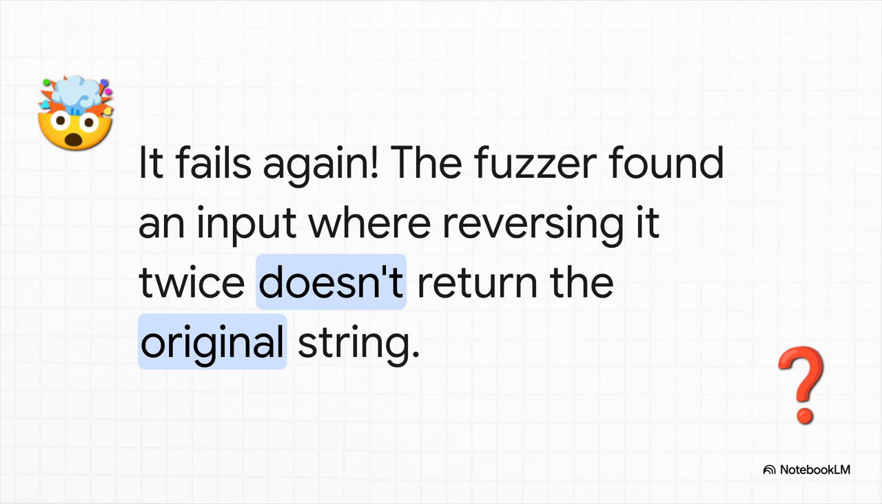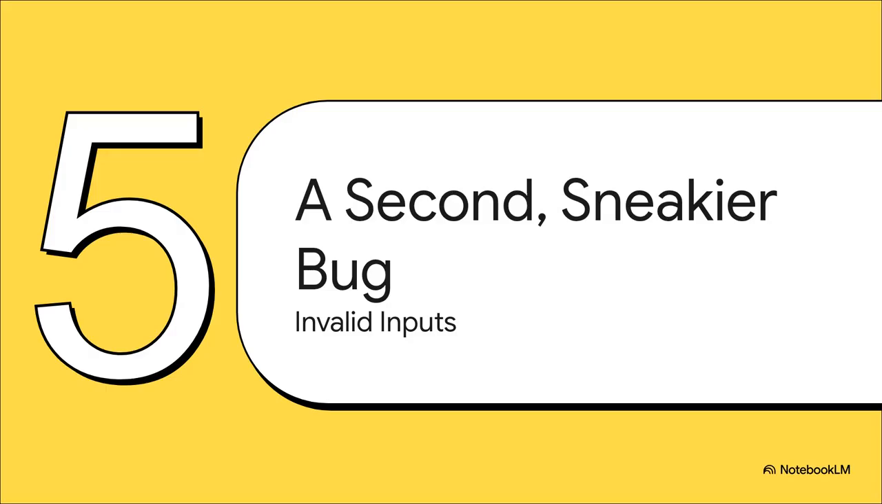The fuzzer found an input where reversing it twice doesn't give you back the original. How is that even possible? So this bug is a lot more subtle. It's not about valid characters getting scrambled anymore. It's about what happens when the fuzzer starts feeding our function strings that are already invalid garbage.